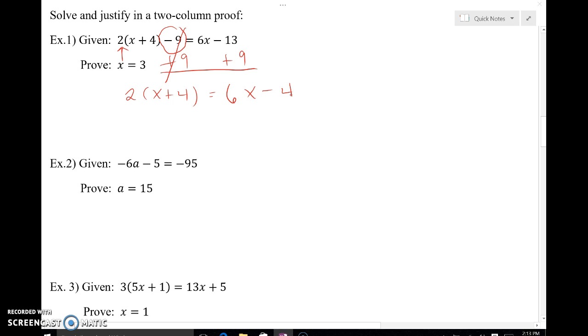So I'm going to continue to work to try to isolate the variable on this side, this x. So I need to get everything away from it. The operation that's taking place with 2 jammed up next to the parentheses is multiplication. So the inverse operation would be division.